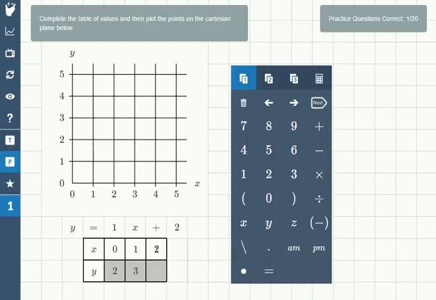The last value in our table of values is 2. 1 times 2 gives us 2, and if we add 2 to that, it gives us a y value of 4. So now we've managed to fill in our table of values, and it gives us 3 points that we can plot on the Cartesian plane up here.